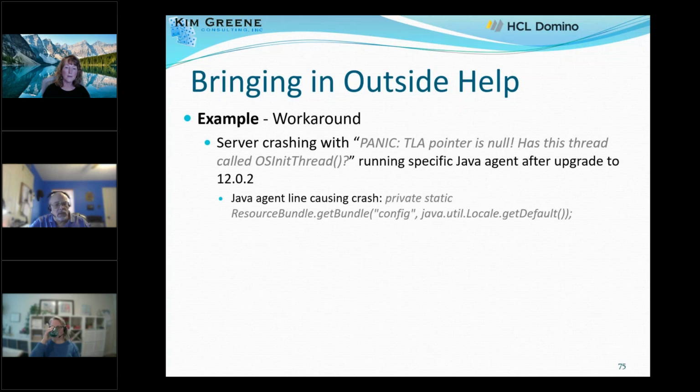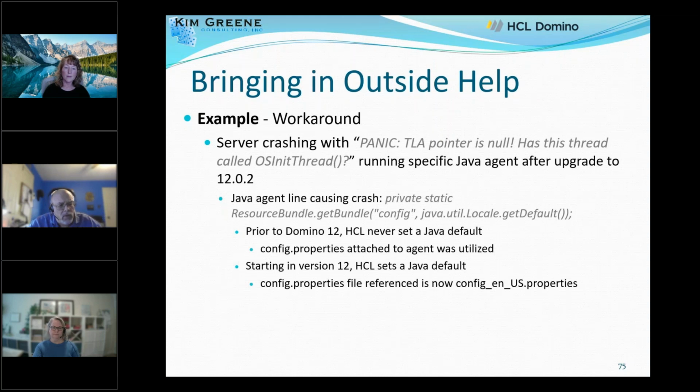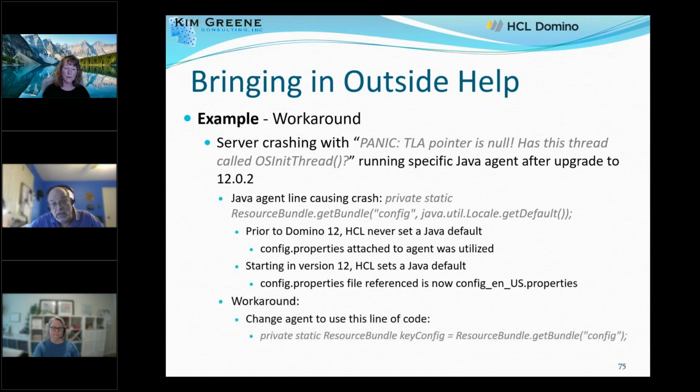And it turned out, starting in 12.0.2, we actually started setting a Java default for the properties. Prior to 12.0.2, we didn't have anything in there, so you could just add the config properties to an agent, no issues whatsoever. However, starting in version 12, they actually set that default for the JVM. And we were able to get a workaround for this, which was basically to open up the config.properties file a different way using that particular line instead.